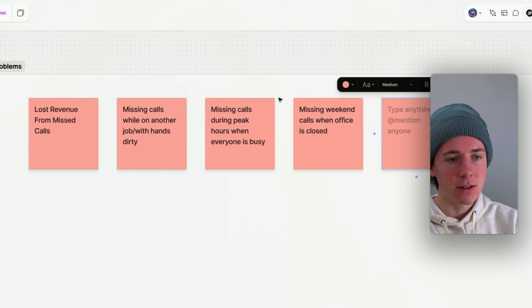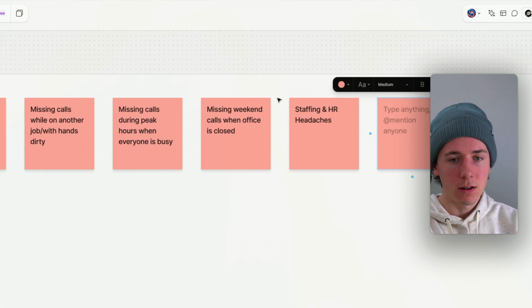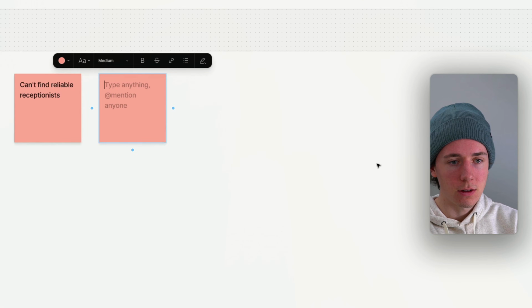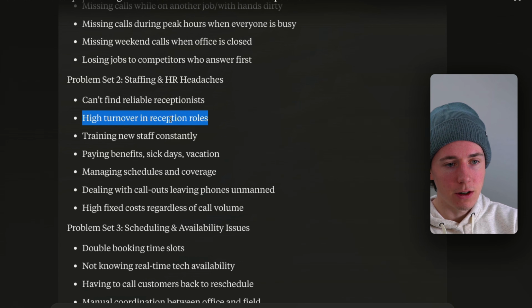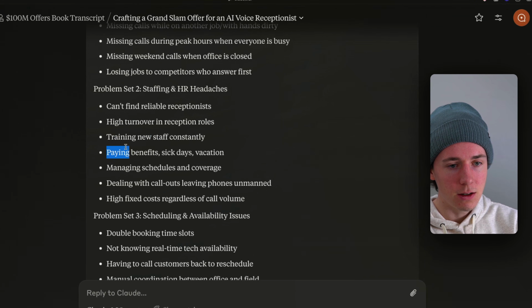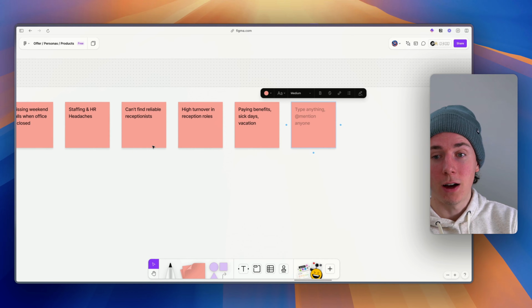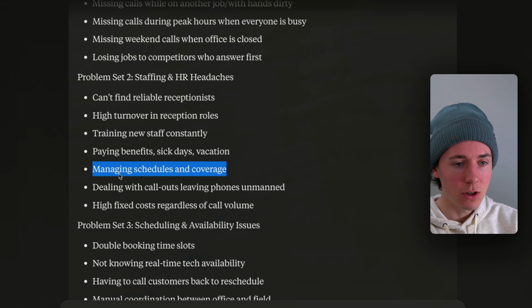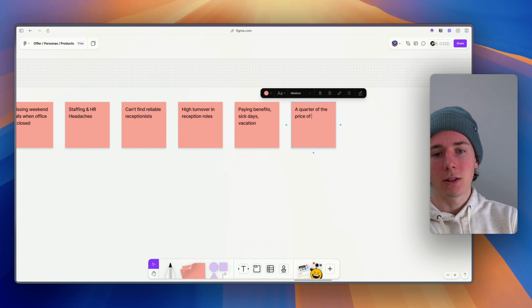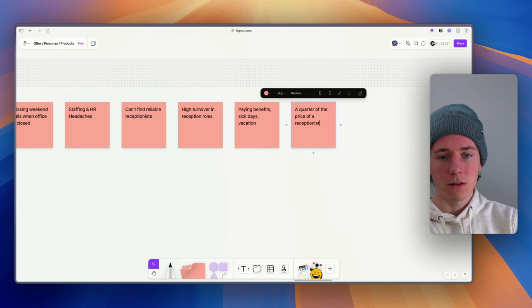Staffing headaches. That's pretty solid. Can't find reliable receptionists, high turnover in reception roles, training new staff constantly, paying benefits. Yeah, you don't have to pay them as much. So we could say a quarter of the price of a receptionist that you would hire.